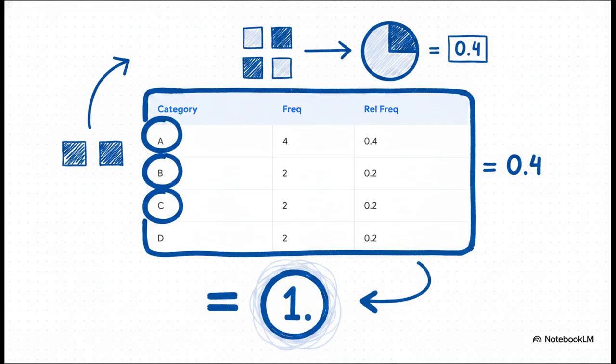Let's walk through the math for our first data set of 10 items. Category A has a frequency of 4. We divide 4 by the total of 10, which gives us a relative frequency of 0.4. For category B, 2 divided by 10 is 0.2. We do the exact same for C and D. And अगर आप ध्यान से देखें, if you add up 0.4, 0.2, 0.2, and 0.2, they sum up perfectly to exactly 1. Every single time, the sum of all relative frequencies must equal 1.